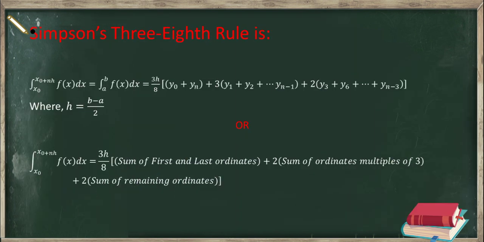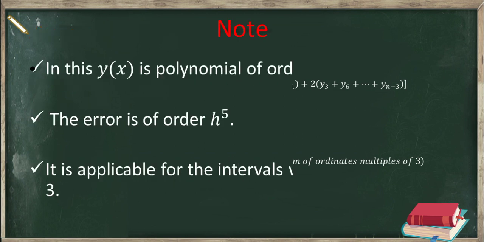So Simpson's 3/8 rule is integration from x0 to x0 plus nh of f(x) dx equals 3h by 8 [y0 plus yn plus 3 times (y1 plus y2 plus up to yn minus 1) plus 2 times (y3 plus y6 up to yn minus 3)]. In short, we can write it as 3h by 8 times the sum of first and last ordinates plus 3 times the sum of ordinates plus 2 times the sum of ordinates that are multiples of 3, plus 3 times the sum of the remaining ordinates.